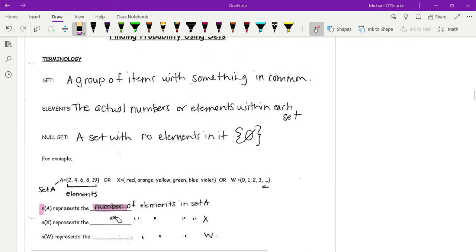So instead of writing numbers of elements in set, just go like that, the word above, the word above, the word above. Oh, and then it's just X instead. Yeah. Okay, can I scroll off the terminology part? Okay.